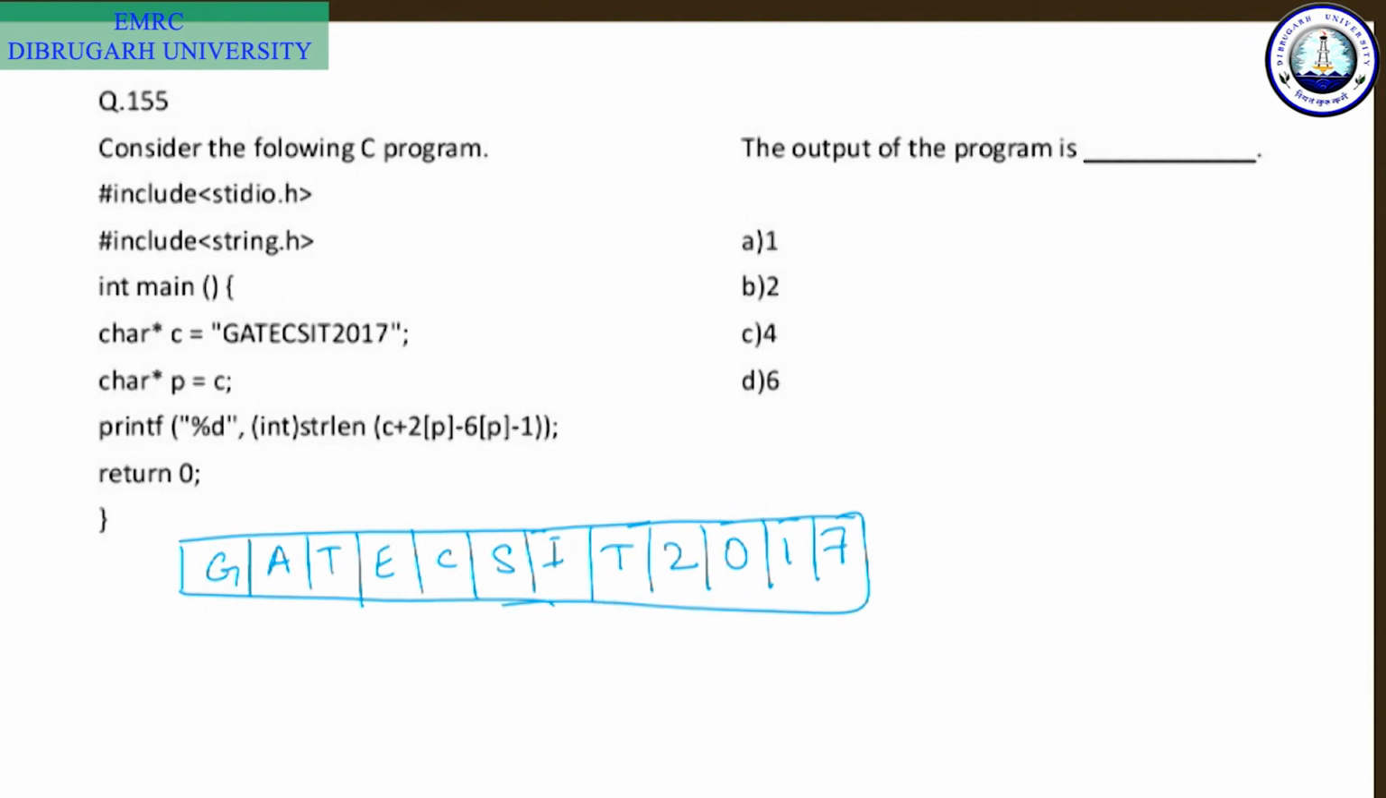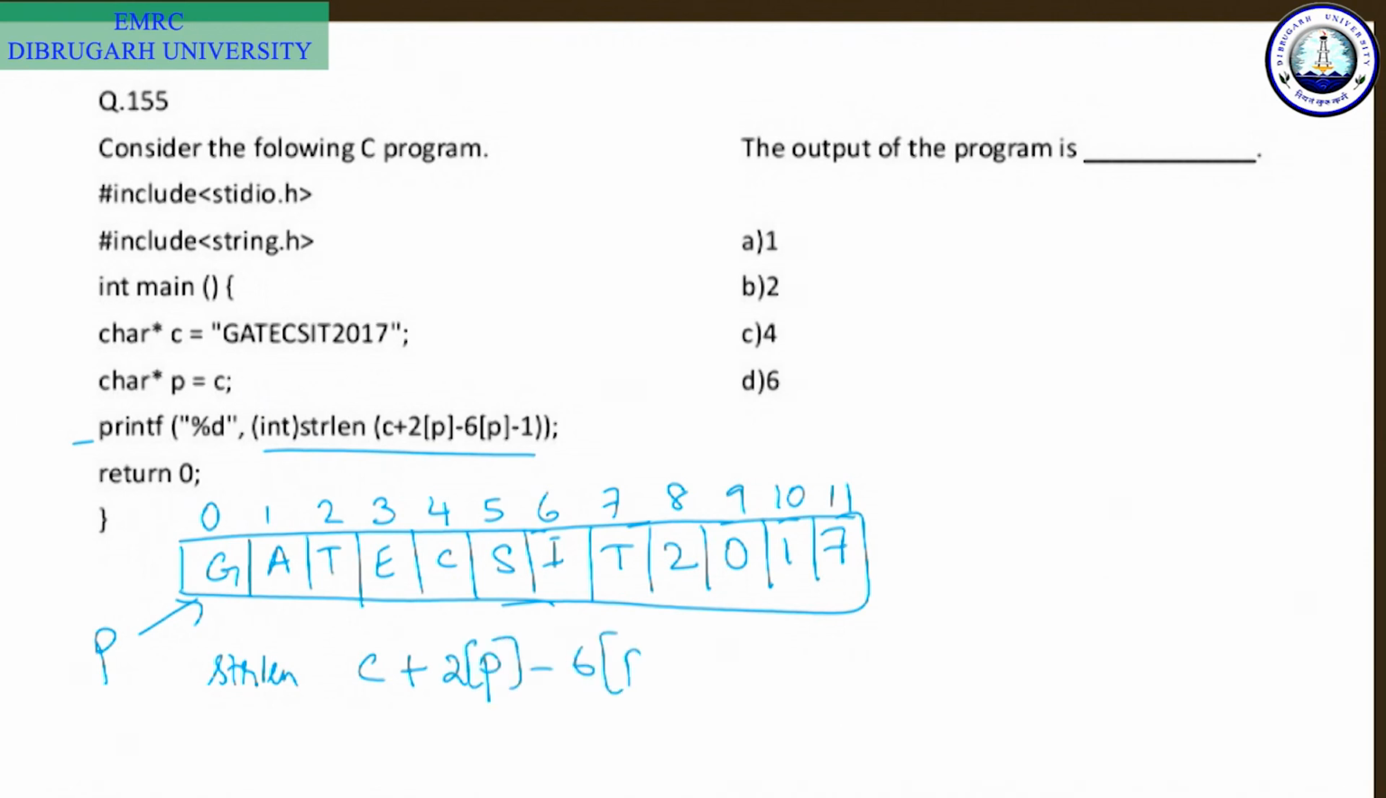Here you can see that it is being stored in this array, and let me give the locations 5, 6, 7, 8, 9, 10, 11. Right. Now pointer p is equal to C means the pointer p will be pointing at this location. So coming to this statement printf, we have to find the string length. The string length formula is given as C plus p of 2 minus p of 6 minus 1. Now actually what does it mean? It means pointer p pointing to location 2 minus pointer p pointing to location 6, minus 1.